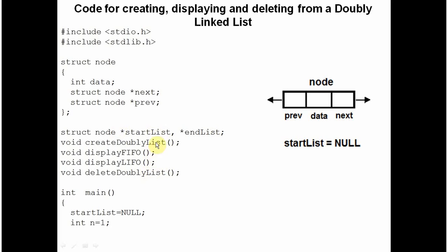These are the four function prototypes: create doubly list, display FIFO, display LIFO and delete doubly list. This function will be creating a doubly linked list. This will be displaying the elements of the doubly linked list in FIFO order, first in first out order. Display LIFO, last in first out, will help in displaying the elements of the doubly linked list in reverse order. This is the focus of our lecture. Delete doubly list will help in deleting a node from a doubly linked list.